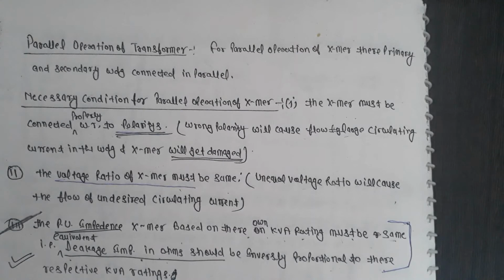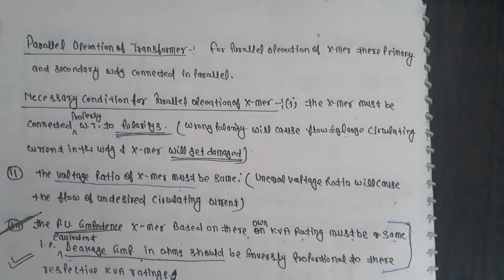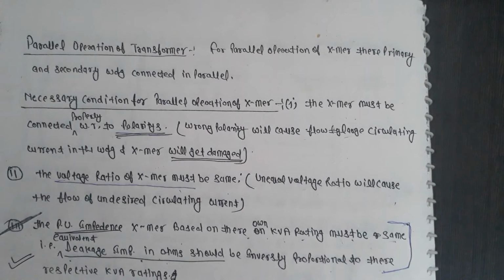First of all, we have to take the same polarity of each transformer which is connected for parallel operation. That means if we do not connect with proper polarity, then wrong polarity will cause large circulating current to flow through the winding of the transformer, which may damage the winding of the transformer.